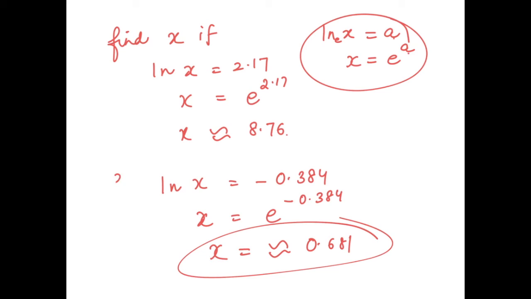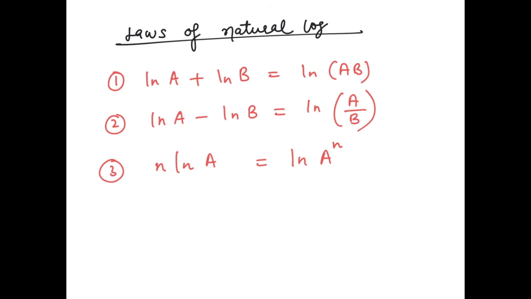So these are the laws of natural log. It's exactly the same as the log rules. Just a revision: ln A plus ln B will be ln AB, ln A minus ln B will be ln A over B, and n ln A, so n will go as a power of A, it will be ln A to the power n. So it's the same as you have done in logarithm. But I will give a few questions to try this out.